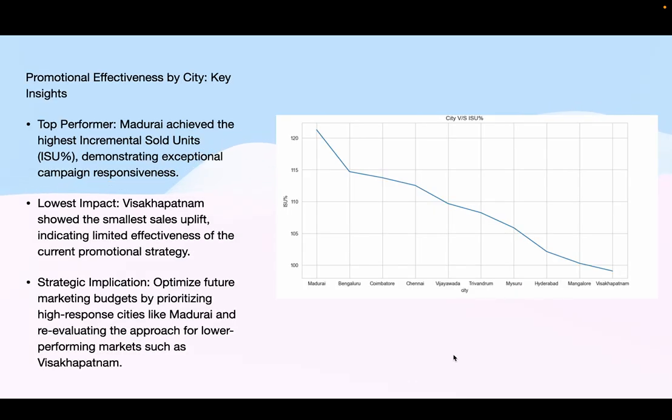As we can see here, Madurai is the top performer, and Vishakhapatnam has the lowest ISU percentage. The clear implication here is that we should think about optimizing the promotional budget, investing more in high response cities like Madurai, and rethinking the approach for cities like Vishakhapatnam.